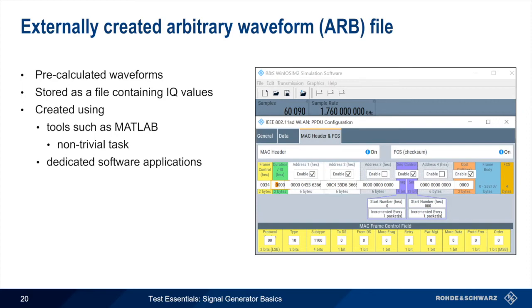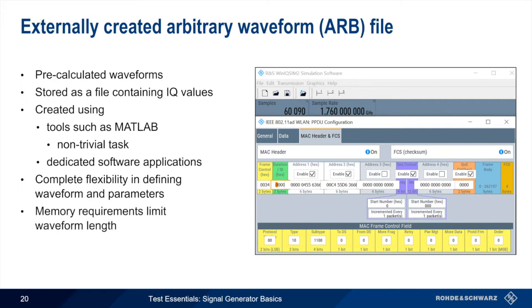As the name arbitrary implies, an ARB file provides complete flexibility in the characteristics of the signal. Any arbitrary signal can, theoretically, be created by generating the appropriate I and Q values. The main limitation when using arbitrary waveform files is size. The length of the waveform is limited by the maximum number of samples that can be stored in the vector signal generator's memory.